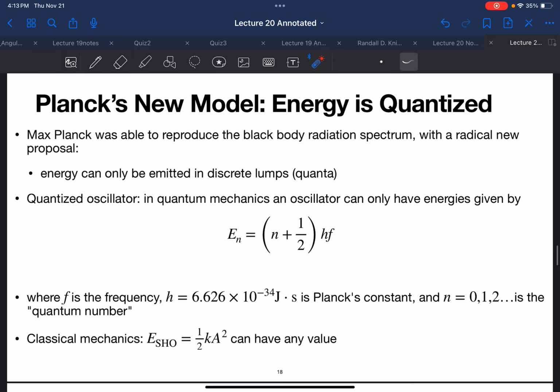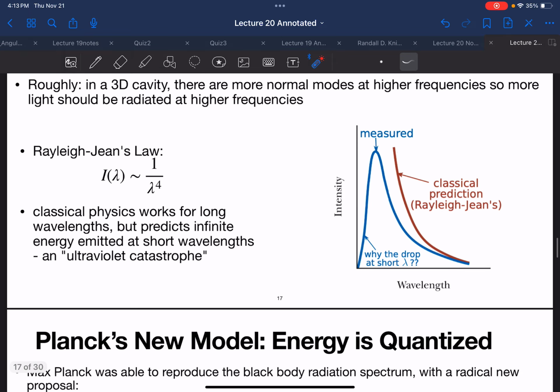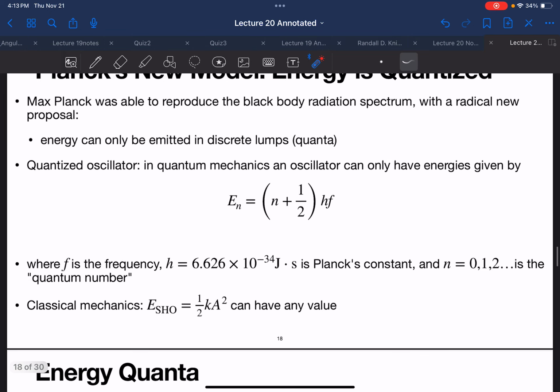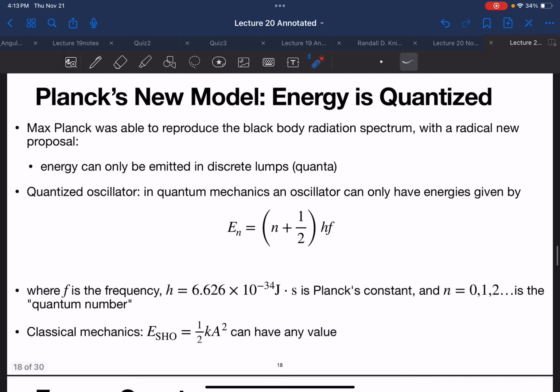Okay, so Planck's new model. How do we resolve this? Well, Max Planck was able to reproduce the blackbody radiation spectrum with a new radical proposal. Planck's proposal suggested that energy can only be emitted in discrete lumps, so there has to be some quantization of energy.